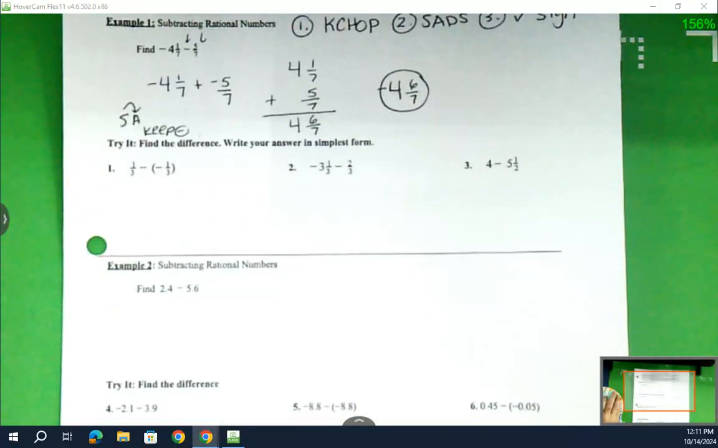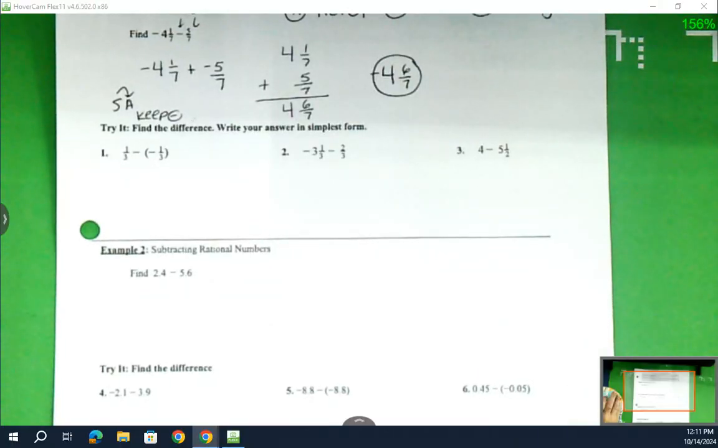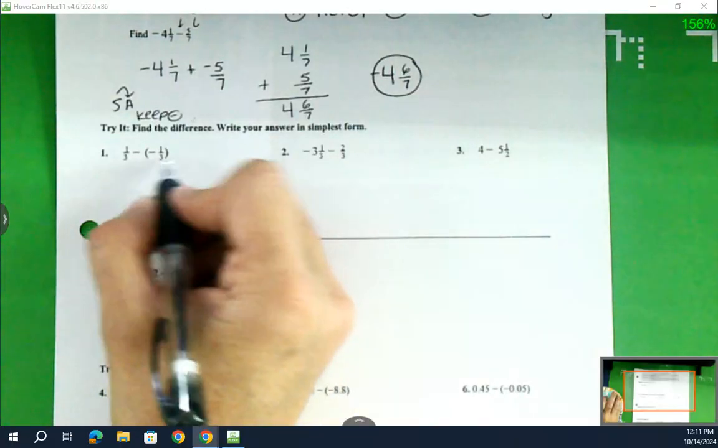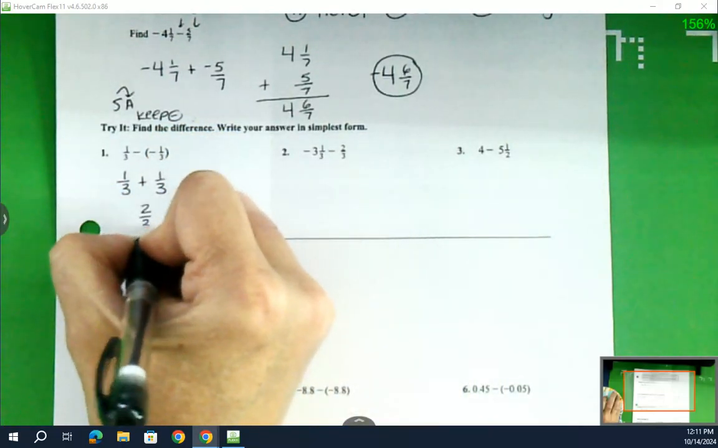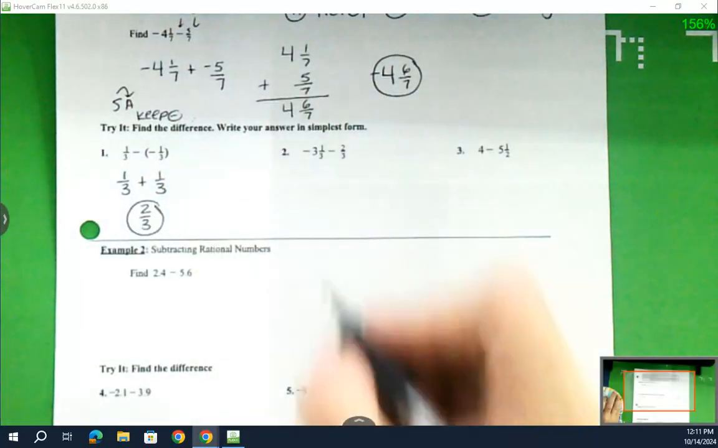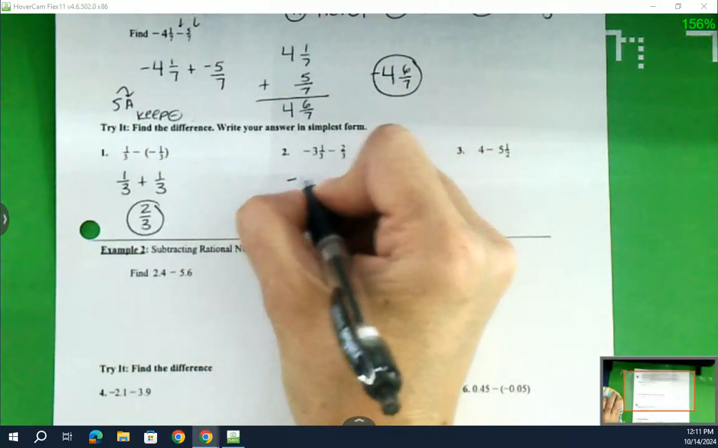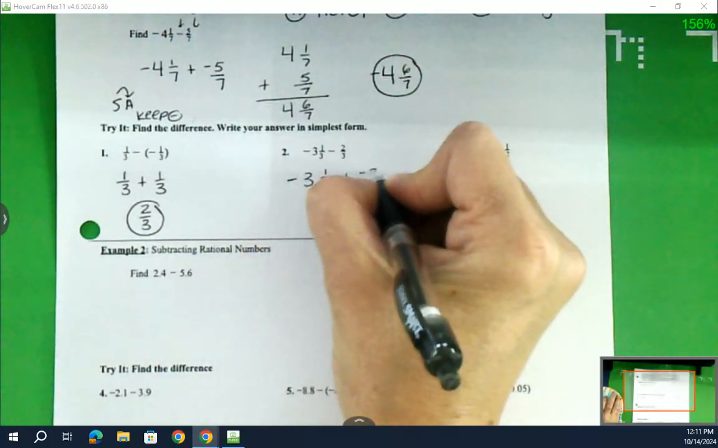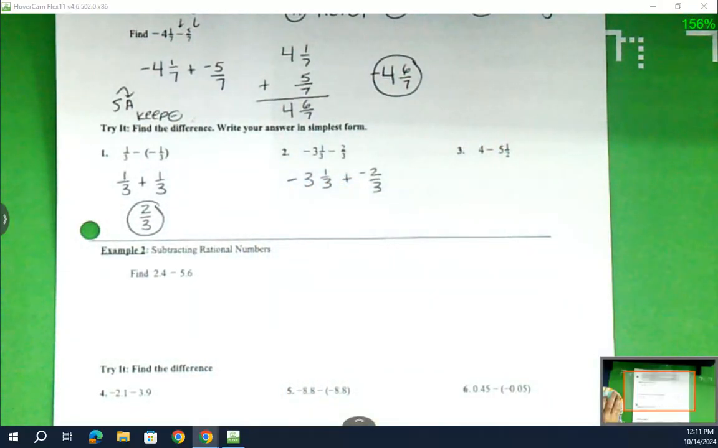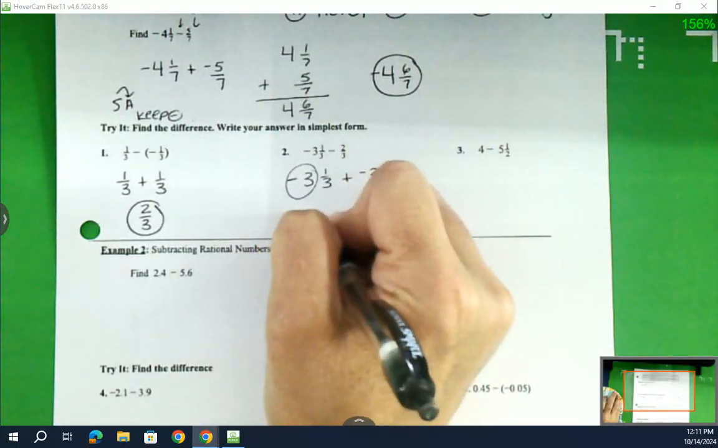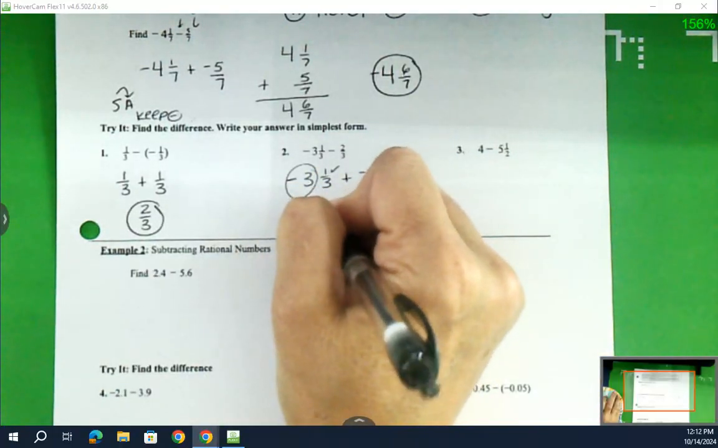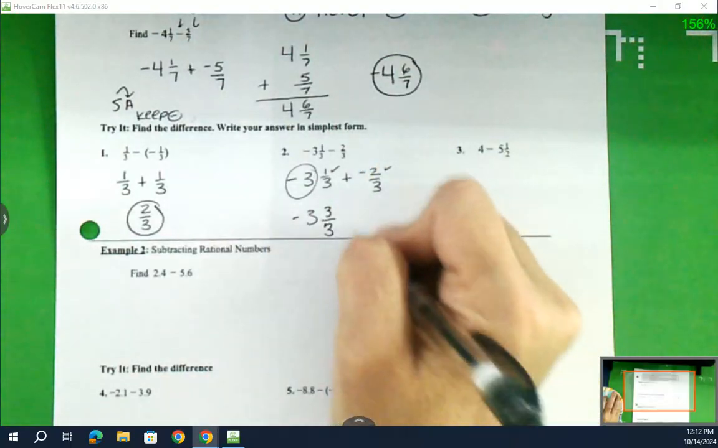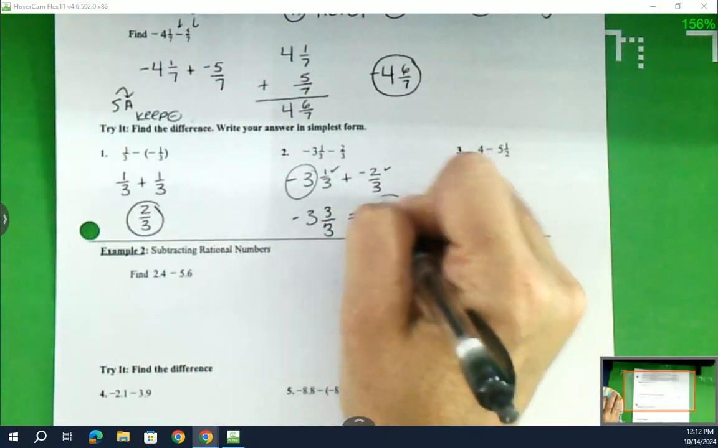Okay, we have some try it questions. Looking at number 1, we have 1/3 minus negative 1/3. That changes to 1/3 plus 1/3, which is just 2/3. For number 2, we're going to change this math problem to negative 3 and 1/3 plus negative 2/3. So again, we have negative plus negative for a whole lot of negative. Our whole number here is negative 3, and then 1/3 plus the 2/3 is altogether 3/3, and negative 3 and 3/3 is simplified to negative 4.